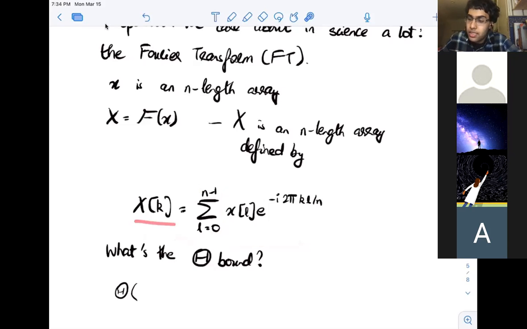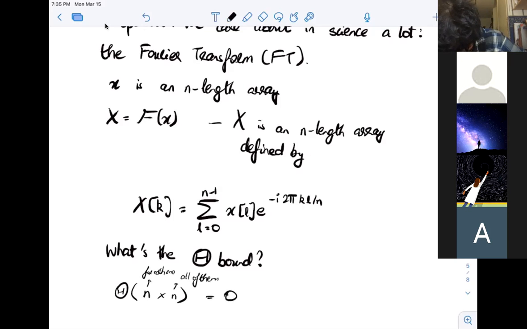Remember, this only defines one of the indices. Oh, so is it n squared then? It is n squared, yeah. So I'm going to call it n times n, and for each one, and this is for all of them. So this is in theta of n squared.